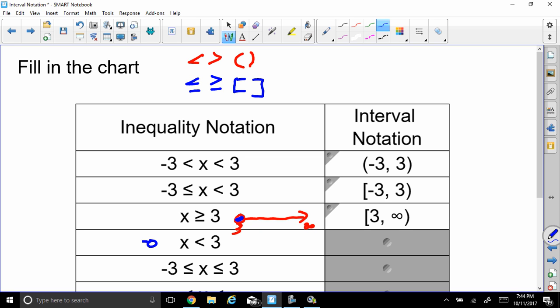So we're going this way as far as we can go starting from the 3, and it's going towards negative infinity. So let's remember, reading from left to right, we start off with negative infinity, so that's going to be a parenthesis, and it's ending at 3, and remember, this is not including the 3, so we'll have a close parenthesis. And there you have it.